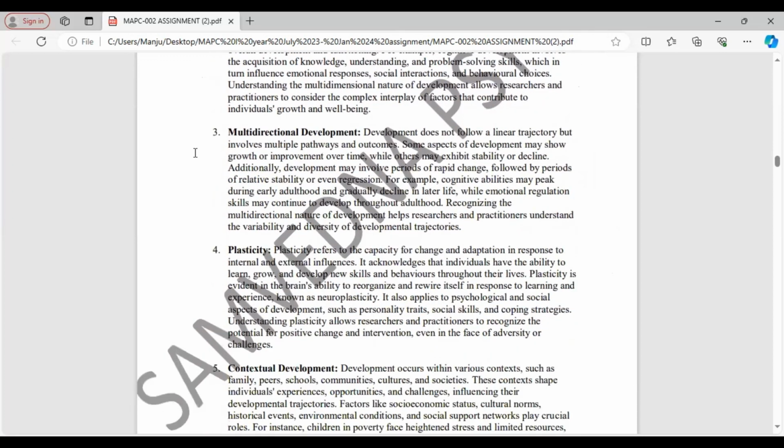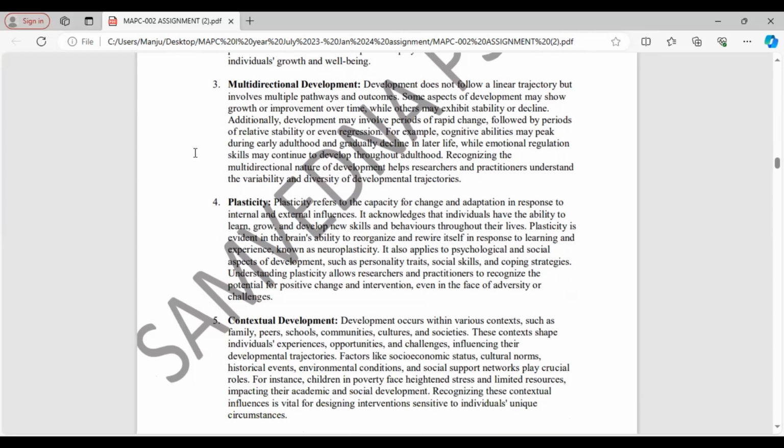Then it is multidirectional. It doesn't follow a linear trajectory, but involves multiple pathways. Some aspects of development may show growth or improvement, while some may exhibit stability or decline. And at times, there is a period of rapid growth, which may be followed by relative stability, and so on.